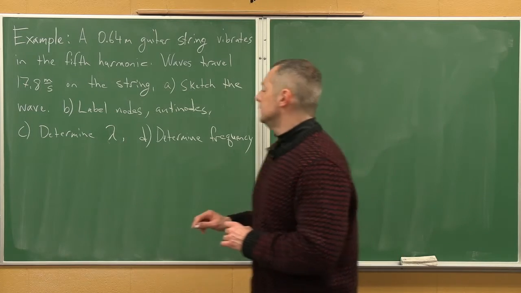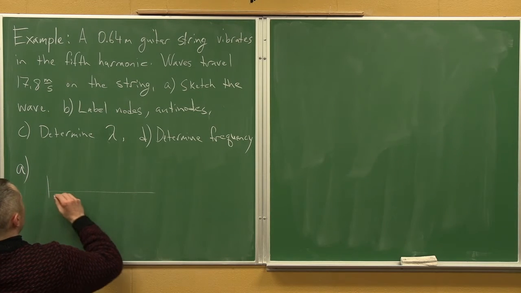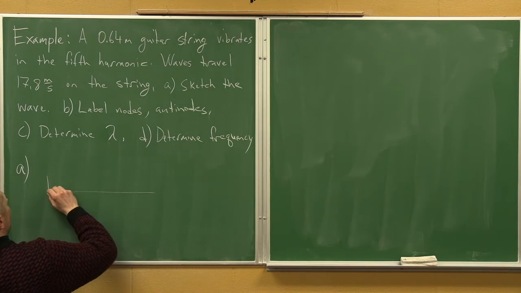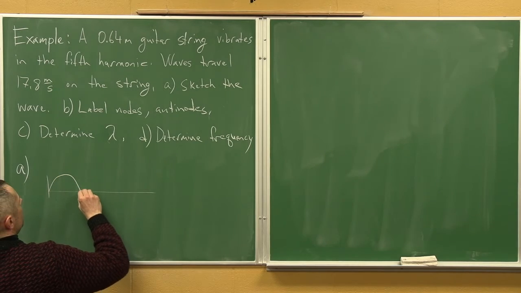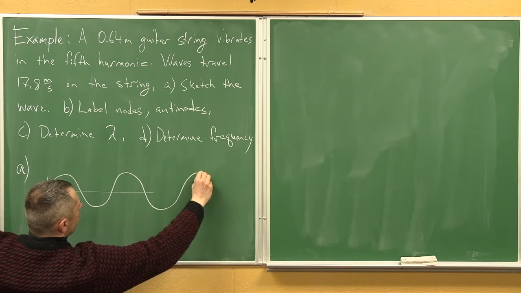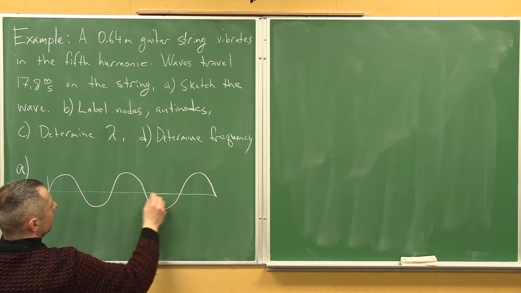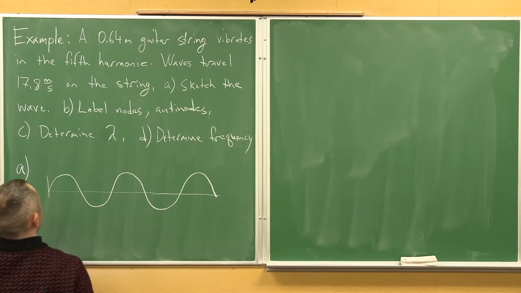So the first thing, sketch the wave in the fifth harmonic. So what I'm going to do is just start here, and then I'll just start drawing 5 antinodes. 1, 2, 3, 4, 5. All right, easy enough, and I'll just end the wave right there.